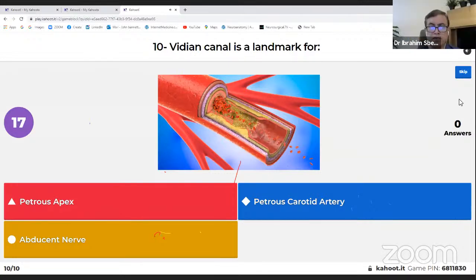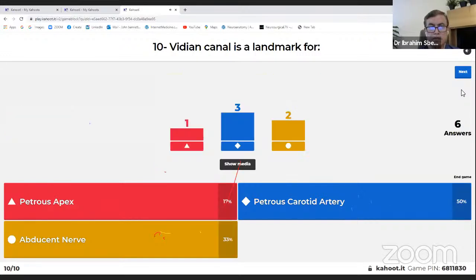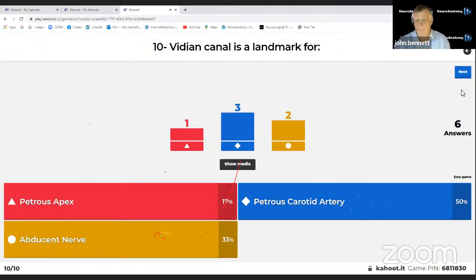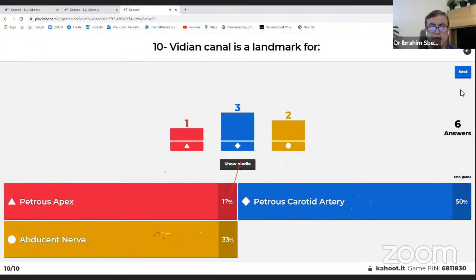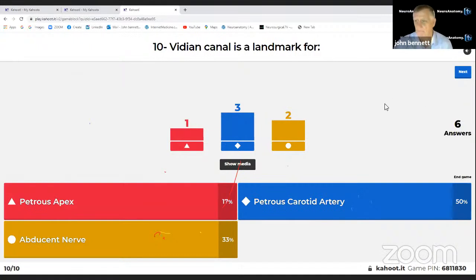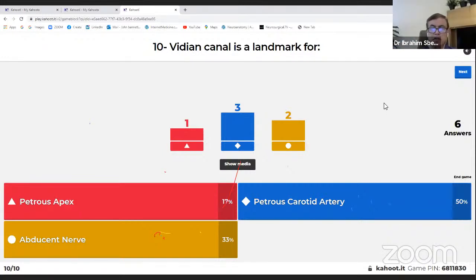The canal is a landmark for what? Petrous apex, or petrous carotid, or abducens canal? Okay. So it is a landmark for the petrous apex, the correct answer. Number one is the correct answer. Oh, wow, that's a toughie. Yeah. You don't want to use the canal to go to the carotid artery because this way you would injure it. And you don't want to go to the abducens canal, which is really far from the area of the canal. But it is the landmark to go to the petrous apex. Okay, very good.